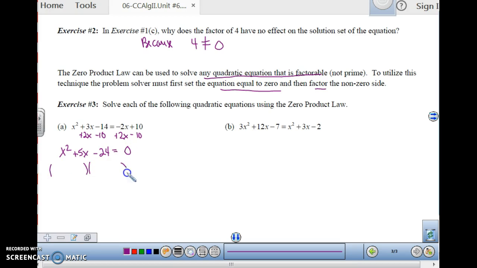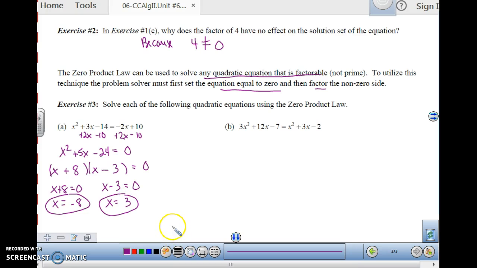Factor, factor, factor. And that gives me x and x. Negative 24 means it's going to be plus and minus. The factors of 24 that give me 5 would be positive 8 and minus 3. There, it's completely factored. Now this looks like what we did in the first exercise. Set each factor equal to 0. x plus 8 equals 0, x minus 3 equals 0. Solve for x. x is equal to negative 8, and x is equal to 3. All right, so there are my two values of x that would solve this equation.